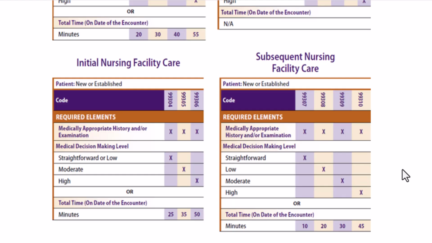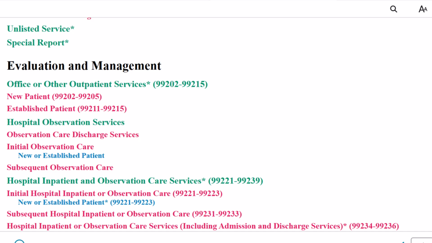But for the proper way, you have to go to the table of contents and go to the direct code and read the code description. So go to the evaluation and management section.